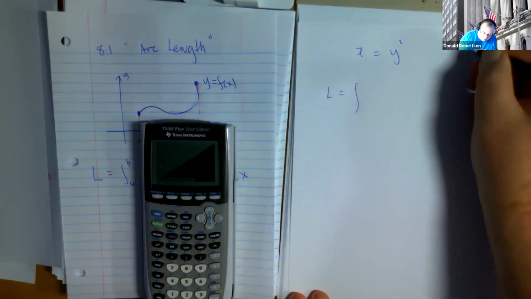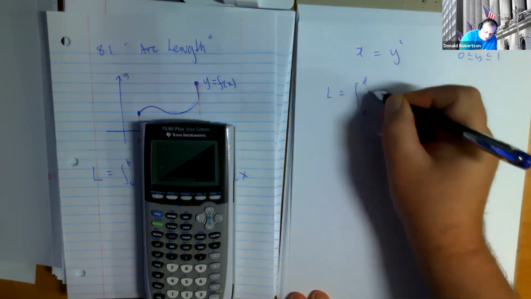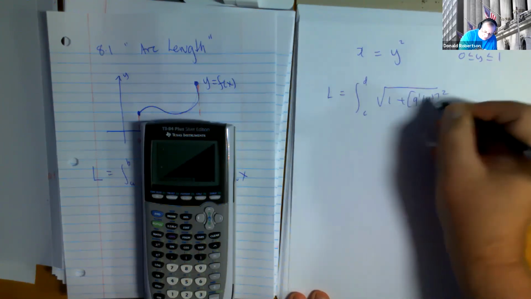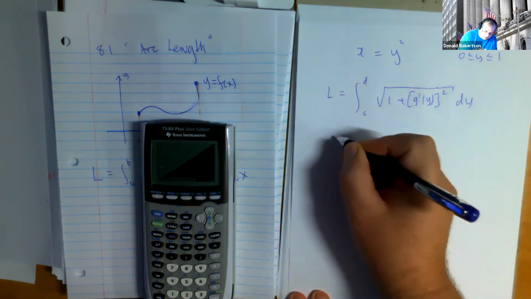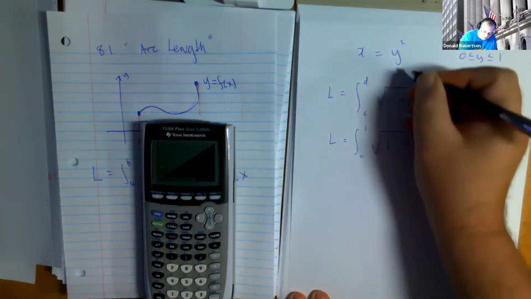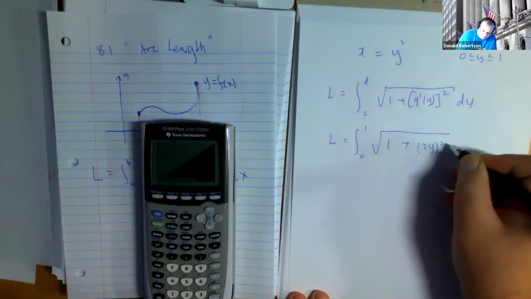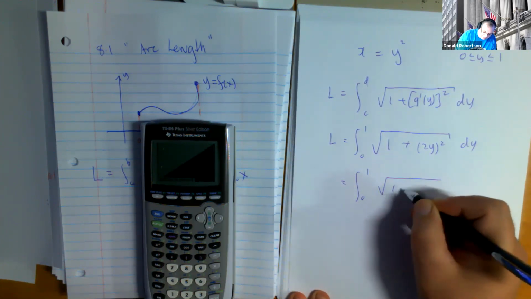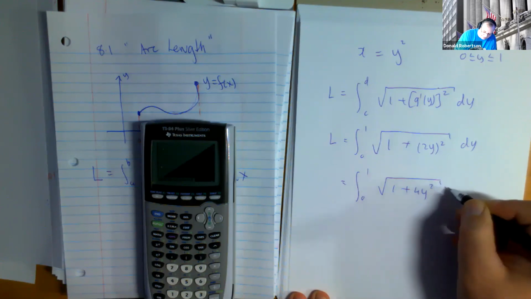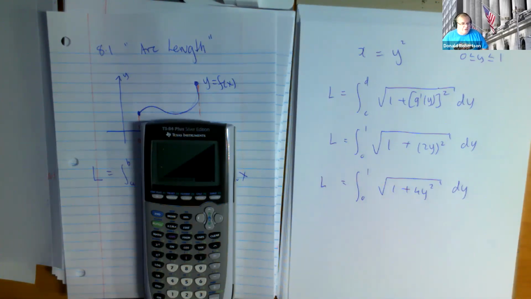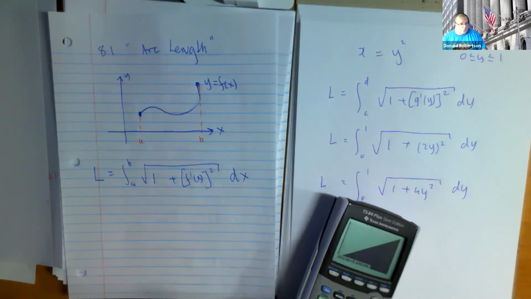Well, it's the integral from c to d, square root of 1 plus the derivative of the function squared dy. It's the integral from 0 to 1 of the square root of 1 plus the derivative, which is 2y, squared. It's the integral from 0 to 1 of the square root of 1 plus 4y squared dy. Now, there was no mention in this question of 2 decimal places, so I can't use the calculator because that's what I would get.